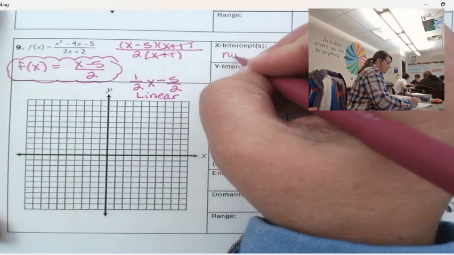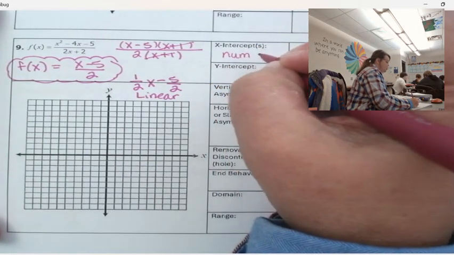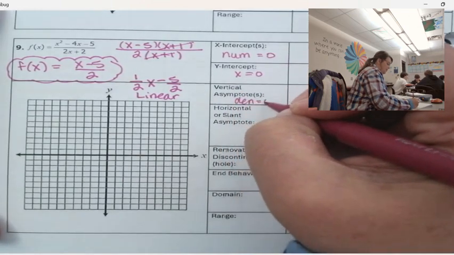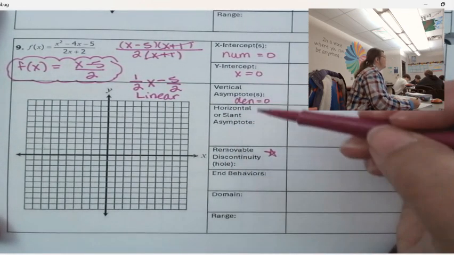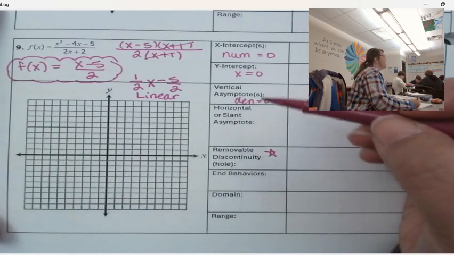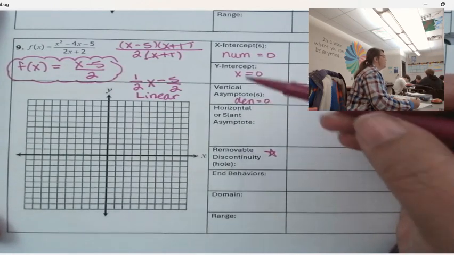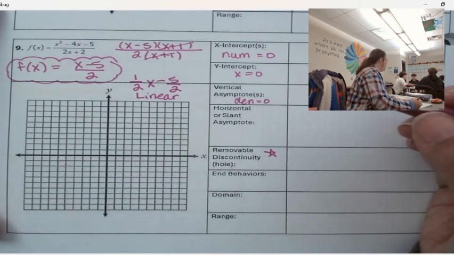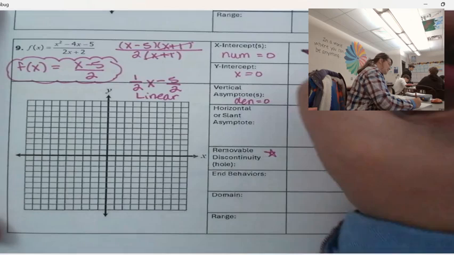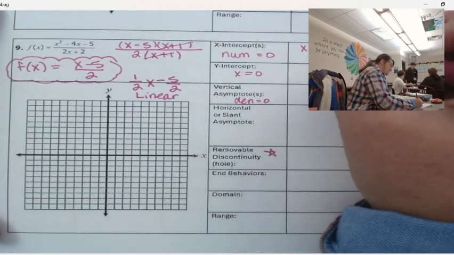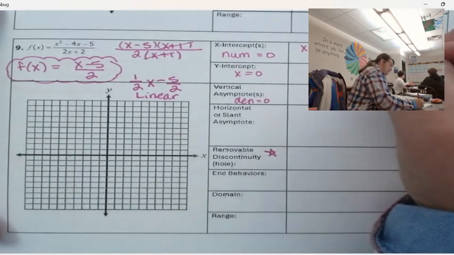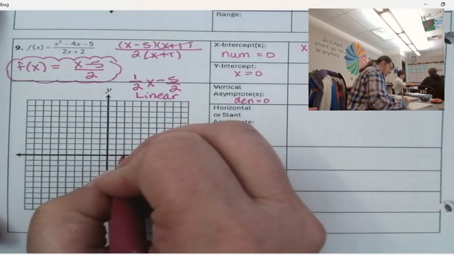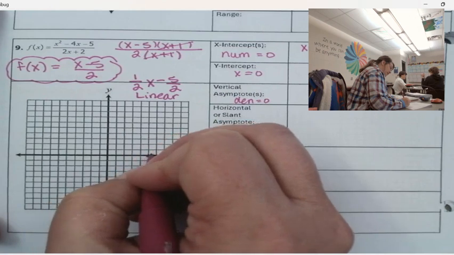And remember, some people do this. They go num equals 0, x equals 0, denom equals 0. I see this a lot when people turn in these quizzes and tests because they've reminded themselves about these 3 little tricks right here. Okay, so numerator equal to 0. We can do that. x minus 5 equals 0 means x equals 5. So 5, 0 is my x-intercept. 1, 2, 3, 4, 5, 0.